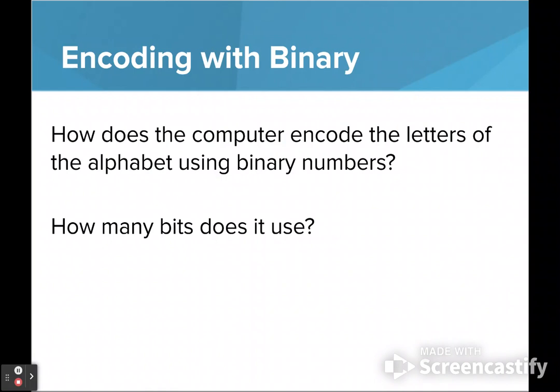How does the computer encode the letters of the alphabet using binary numbers, similar to how we do for Morse code? How does the computer do it?